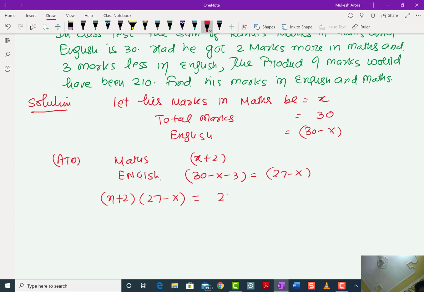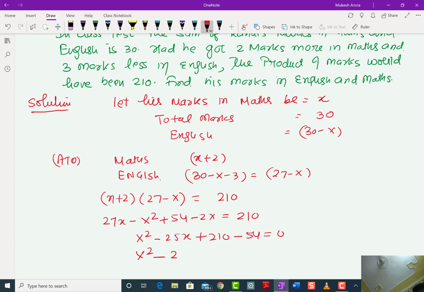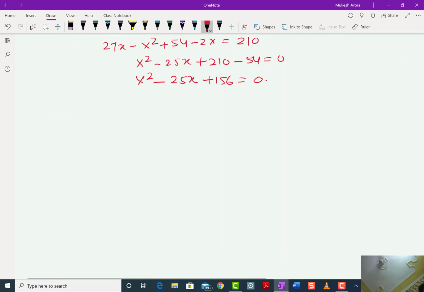Then the product will be 210. So 27x minus x square plus 54 minus 2x is equal to 210. x square minus 25x plus 210 minus 54 is equal to 0. x square minus 25x plus 156 is equal to 0. Now I will do the splitting of middle term.